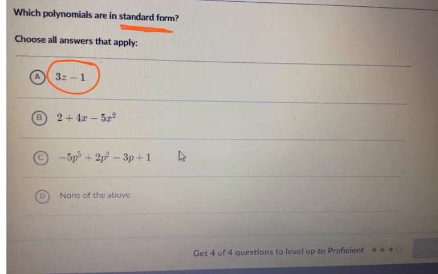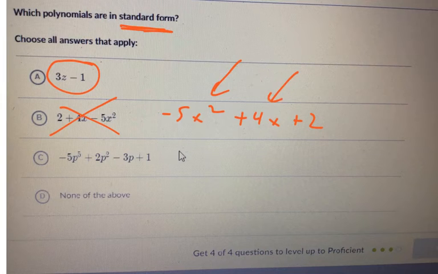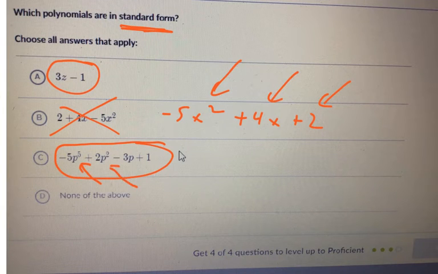See how I have the z and then the number -1 at the end? This one is not in standard form. The minus 5x squared should be first, the 4x second, and the 2 last. It's got to be in order by power, and the number by itself is always at the end. That's called the constant. Finally, this one right here is in standard form. See how we have the 5 power, the 2 power, the 1 power, and then finally the constant.